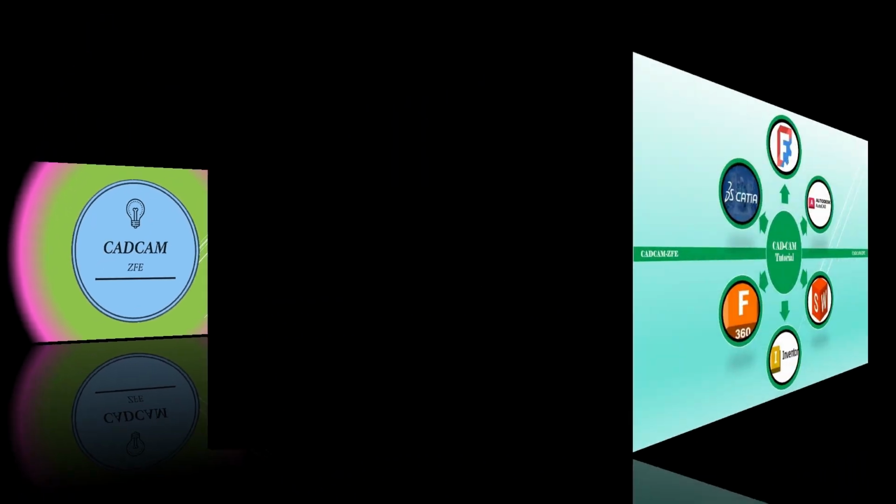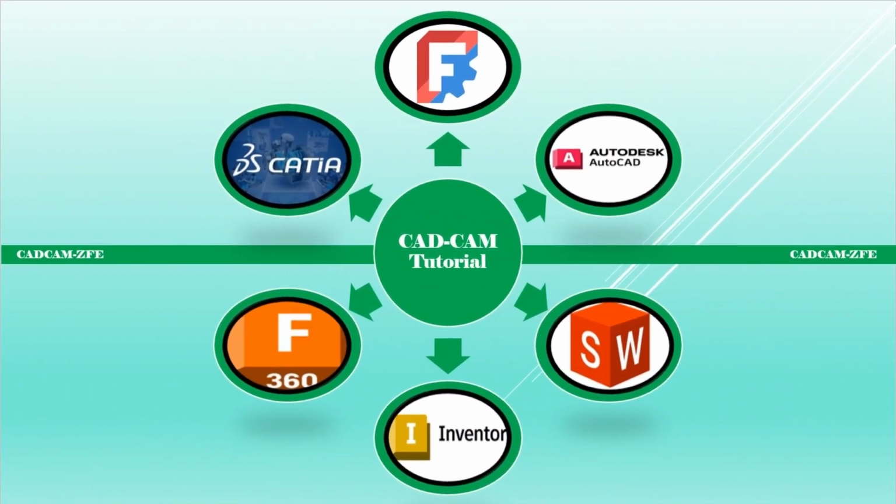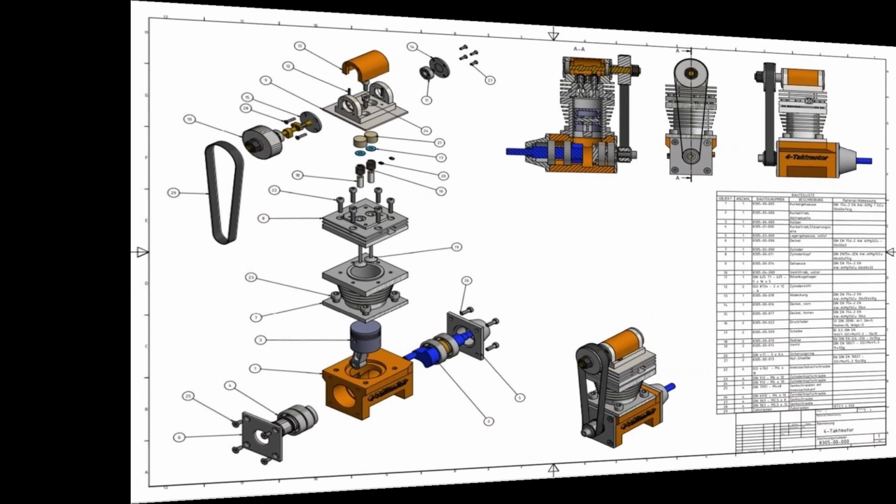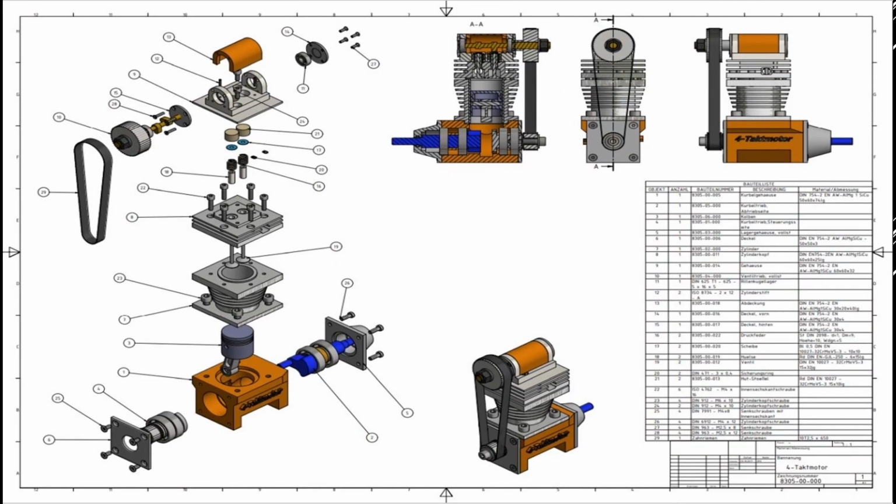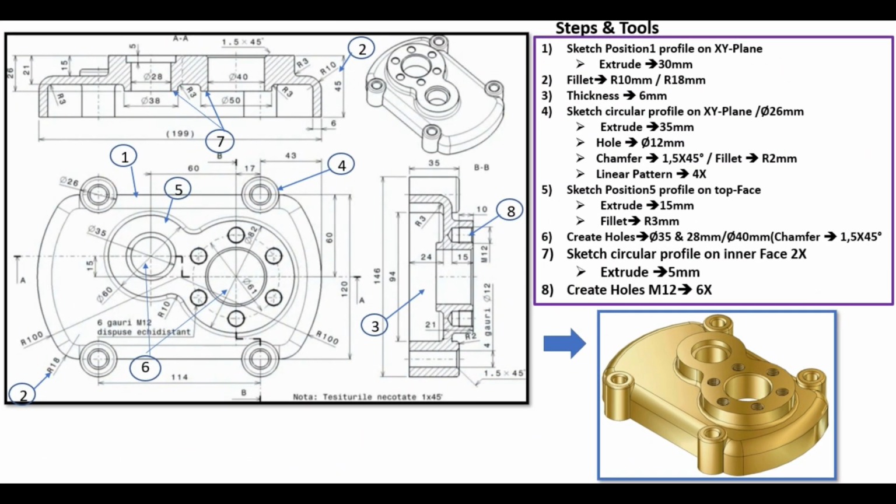In this tutorial, you learn, in addition to the FreeCAD sketching, also about the application of FreeCAD tools like Extrude, Thickness, Hole, Linear Pattern, Chamfer, and Fillet. This is the exercise for today that we need to convert this 2D drawing into 3D solid part.